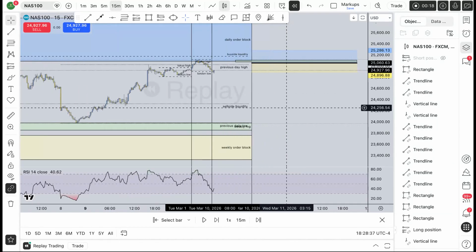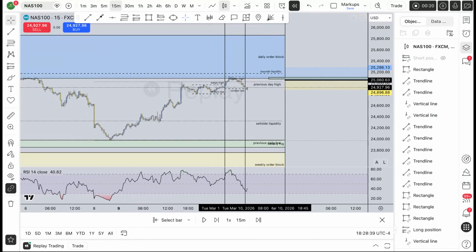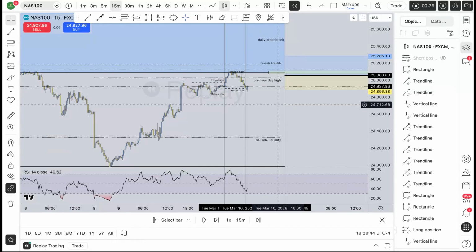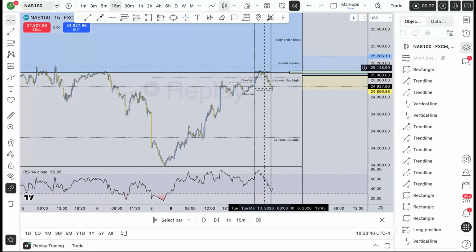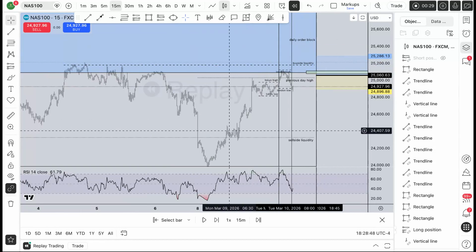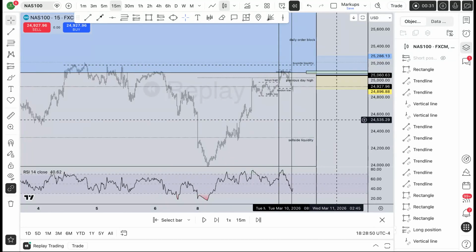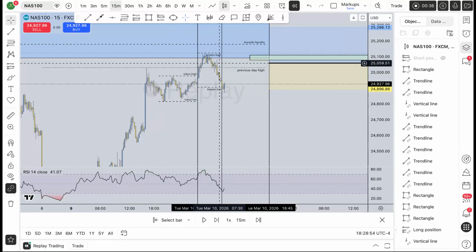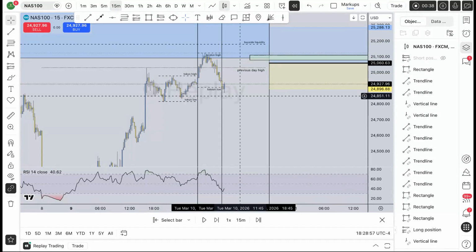Currently, we are right here in New York. But as far as our external liquidity goes, we have our buy side liquidity equal highs above here. We have our sell side liquidity below here. And then our internal liquidity, we have our Tokyo high here, Tokyo low, we have our London high, and we have our London low.